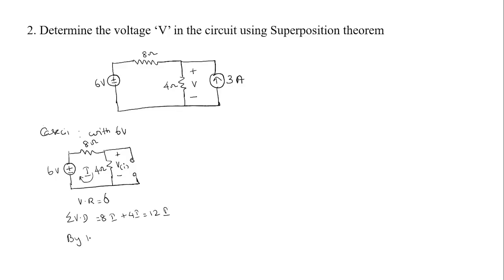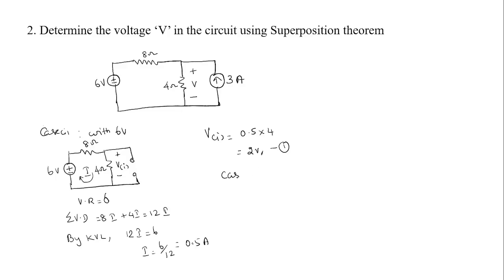By KVL, the sum of the voltage drops is equal to the sum of the voltage rises. So 12I is equal to 6, and I is equal to 6 by 12, or 1 by 2, that is 0.5 ampere. So 0.5 ampere is the current flowing through this 4 ohms resistor. But we have to find the voltage across this 4 ohms resistor. By Ohm's law, V is equal to I into R. I is 0.5 and R is 4, so this is 2 volts. This is the voltage in the first case.